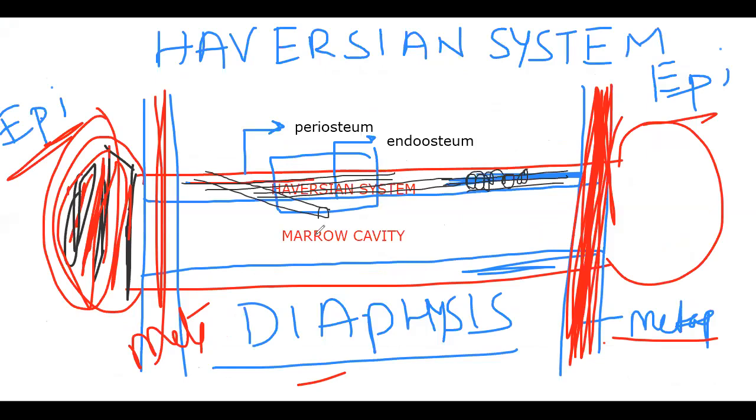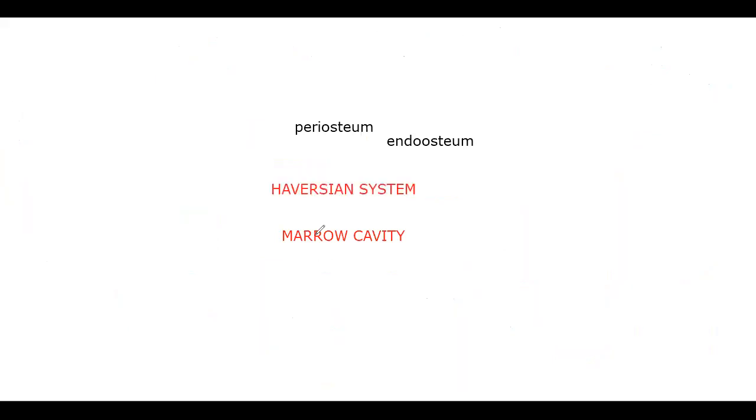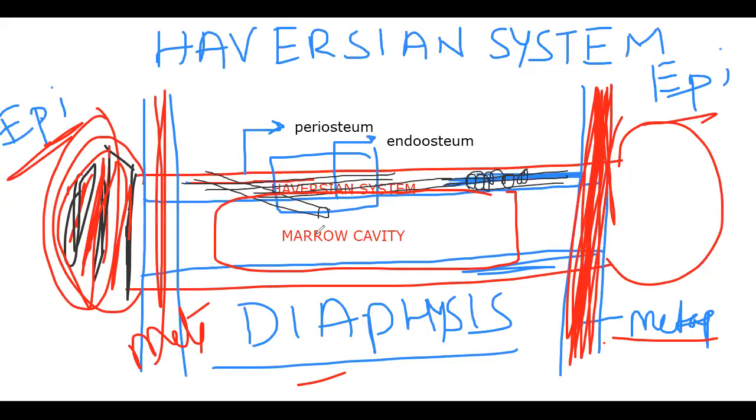The marrow cavity is lined by endosteum only, isn't it? The inner wall is the endosteum. So that is all about the periosteum, endosteum, marrow cavity, and Haversian system. Everything is shown to you.